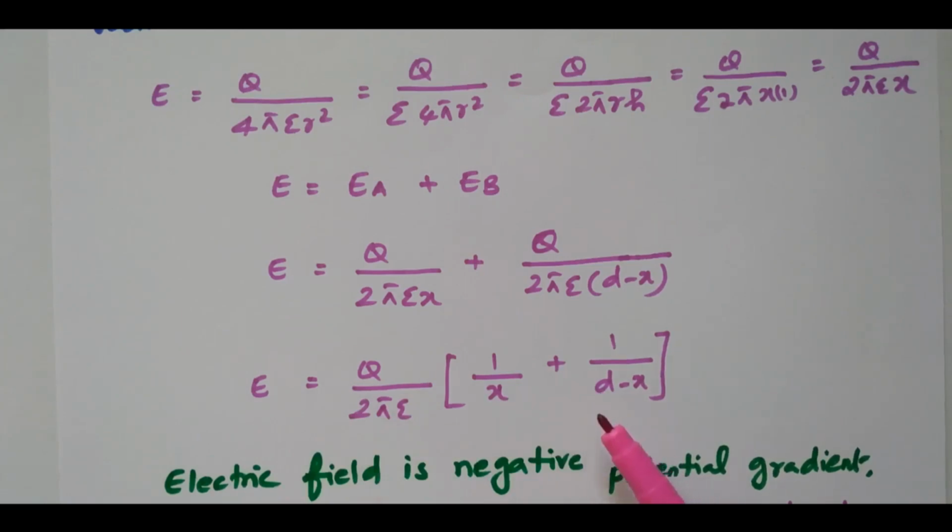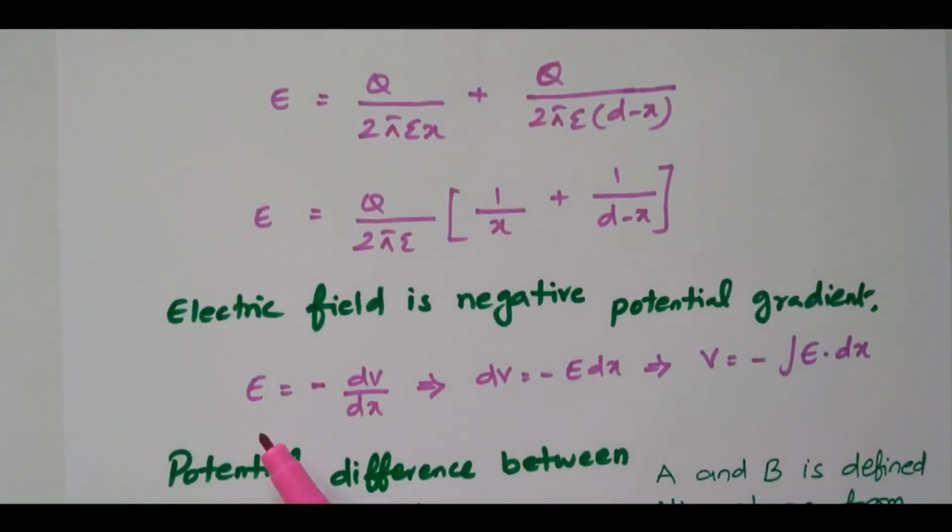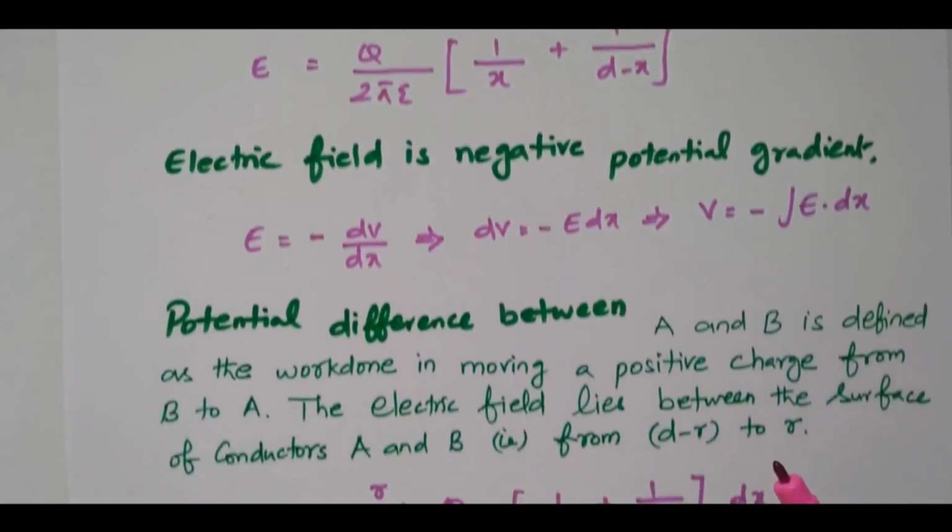From that we will go to potential. From the potential we can find the capacitance. Then what is the relation between the electric field and potential? E equals minus dV by dx. So dV equals minus E dx. From that, by integrating on both sides, V equals minus integral E dot dx. This is a standard formula. V equals minus integral E dot dx. From that we can find the expression for potential. Now we'll see what the limit for this integration is.